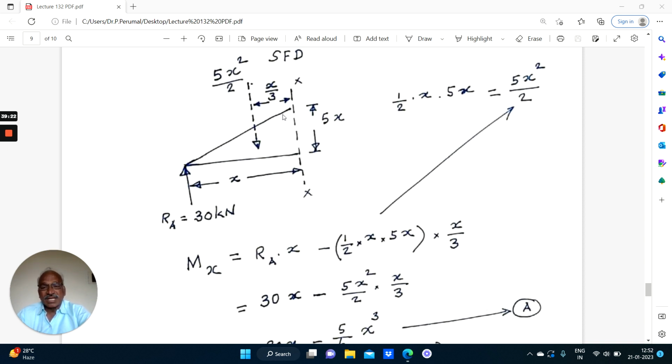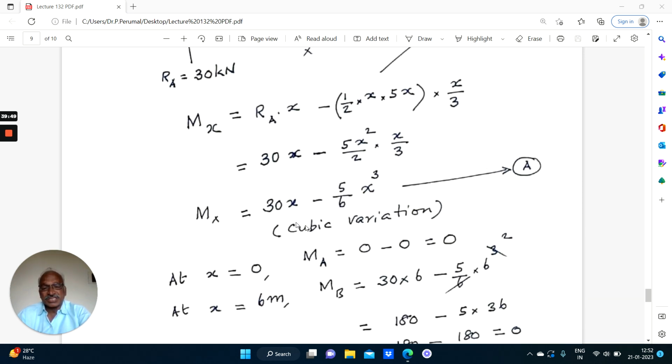We have considered a triangle of length x. Therefore, at a distance x by 3 from this end or 2x by 3 from this end, the total load will be acting. We are taking moment about the section x. Therefore, we want the value of x by 3. Therefore, the moment equal to RA into x minus the total load into x by 3. So this on simplification gives the equation A.